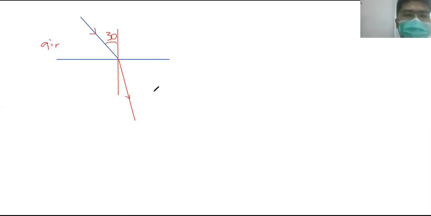Initial ray. Normal. And then refracted. The incident angle is 30. And they say that this is A. Again, it must be from A. So from A, this is the incident ray, and this is the refracted ray.